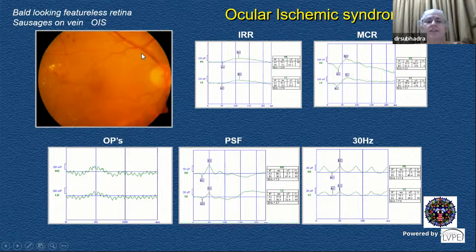That is, there's nothing, no hemorrhages, no microaneurysms. And the other thing was this sausage-shaped vein. You can see this vein is very dilated and sausage-shaped, which is not there for the other veins. So this made me think that this is not a simple NPDR, but this has an ocular ischemia. And when we did ERG, it did show that there was significant ocular ischemia. There were no oscillatory potentials in both the eyes.